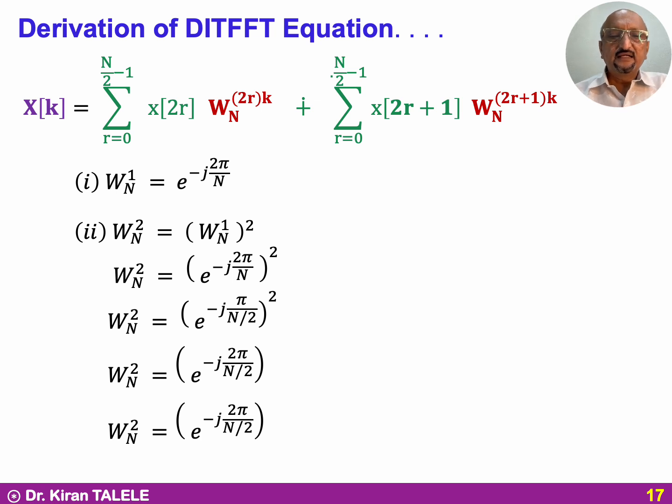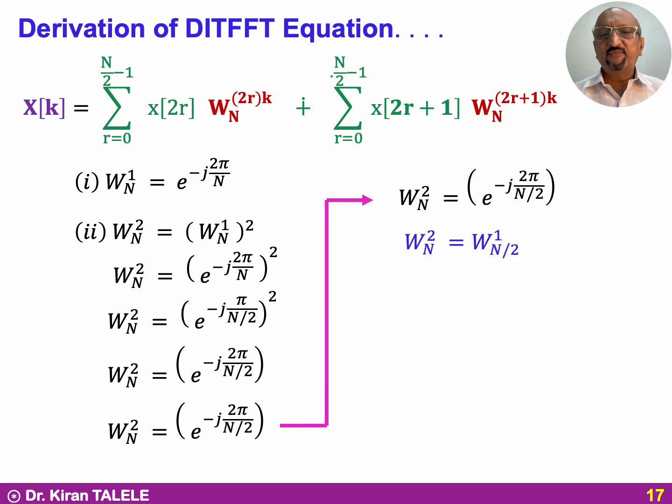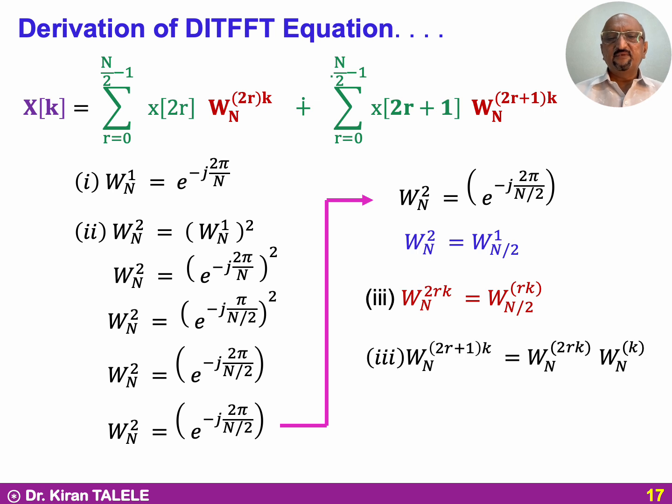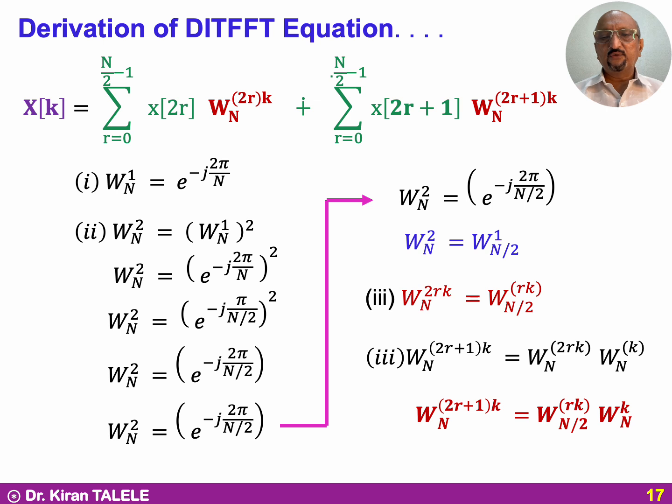Now, W_N raised to 1 is e raised to minus j 2 pi by N. Here it is e raised to minus j 2 pi by N by 2. This N replace it by N by 2, and therefore this bracketed term, which is W_N raised to 1, will become W of N by 2 to the power 1. And therefore W_N raised to 2rk is W of N by 2 to the power rk. Similarly, the second W term will simplify, and we get W of N by 2 to the power rk into W_N raised to k.